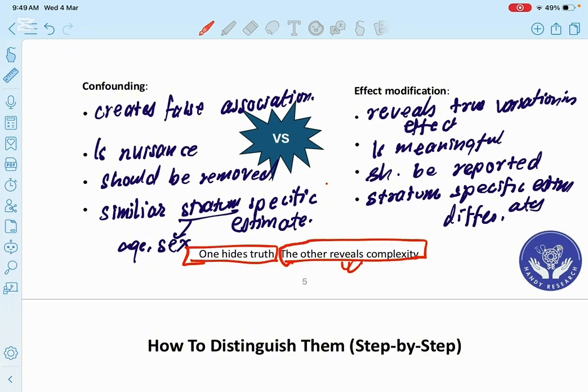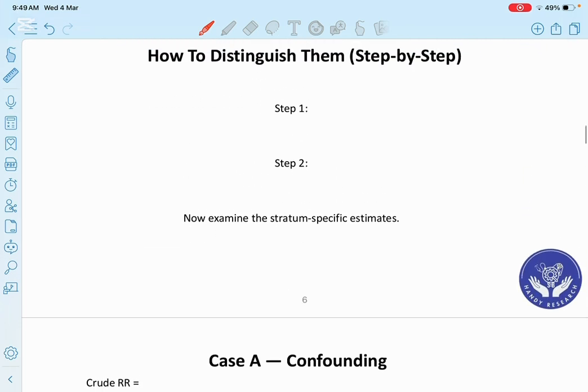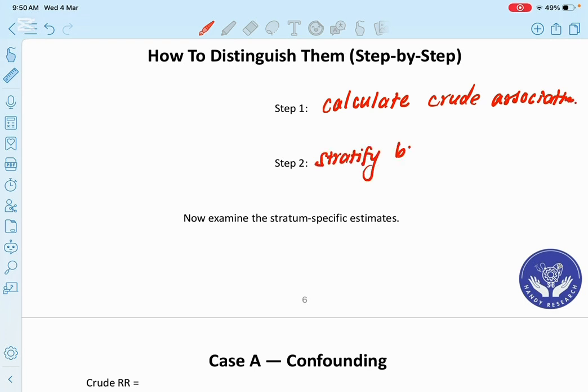Okay, how do we distinguish them, step by step? Let's go through it. Step 1: calculate the crude association, that is, the crude risk ratio. Second, stratify it by a variable, divide it by the variable. Now examine the stratum-specific estimates.